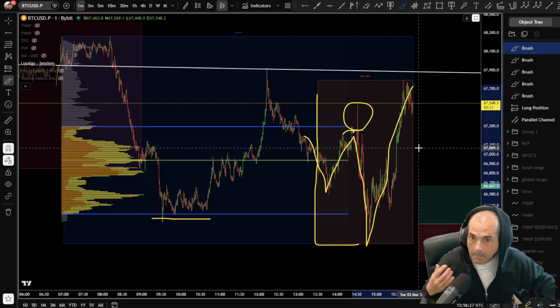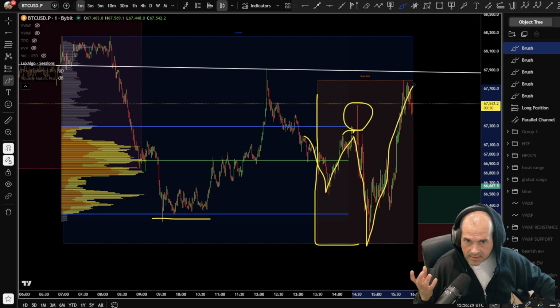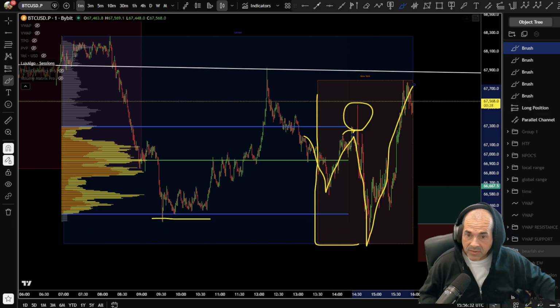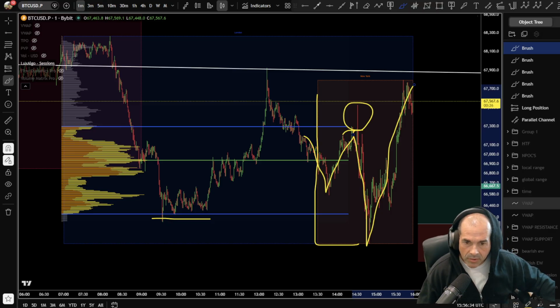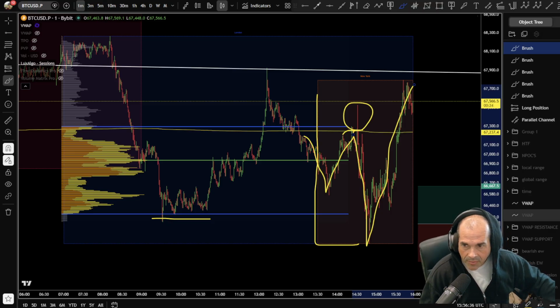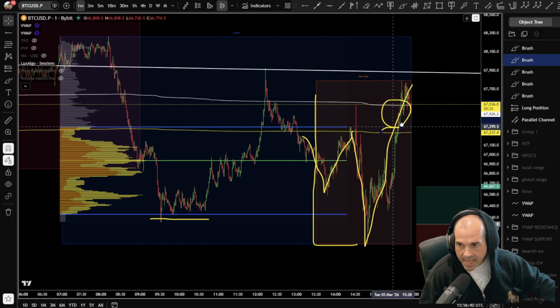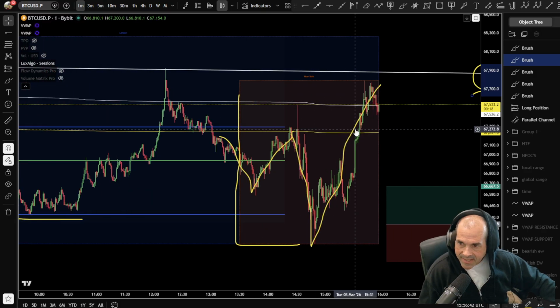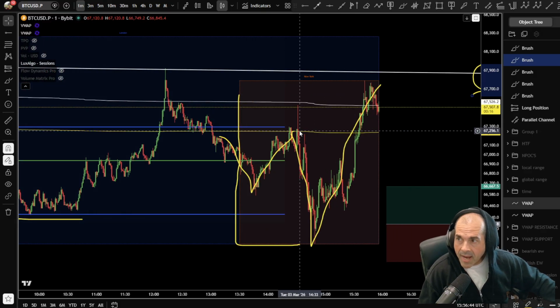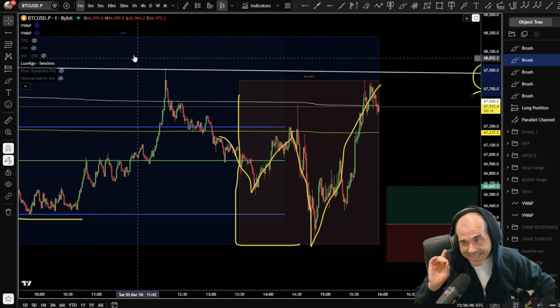Now, I want to take the mystery out of this. Why these pivots here? So one of the things that I like to look at is the monthly and the weekly VWAP. And as you can see, we came right here and we SFP'd that monthly VWAP right here. So that's just not enough for me.